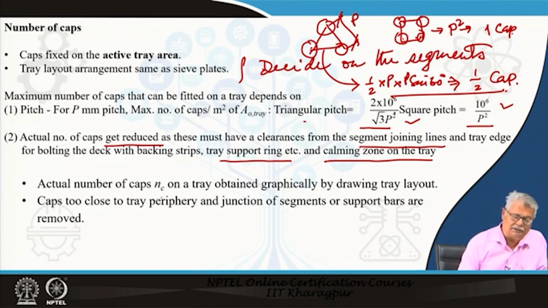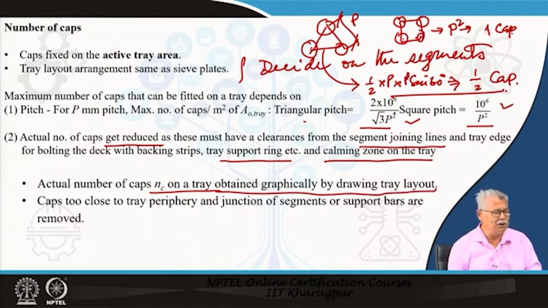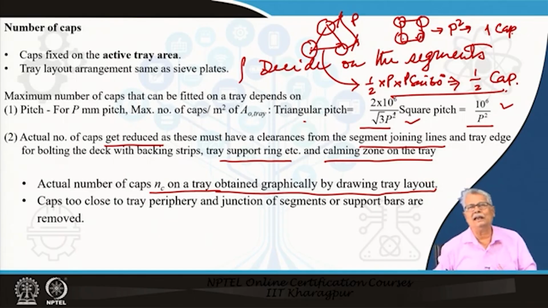Now this is what I have meant by saying that NC, which is the number of caps, is obtained graphically by drawing the tray layout. Usually what you do is you put as many caps as you can and then you start removing the caps which are inadmissible to be placed there because of fouling with something else.